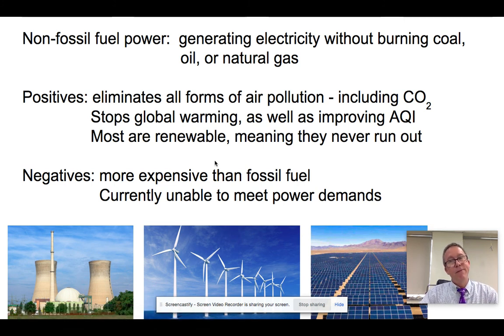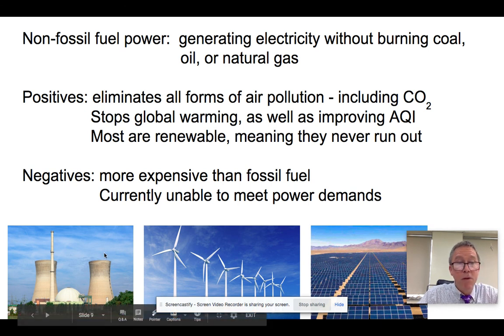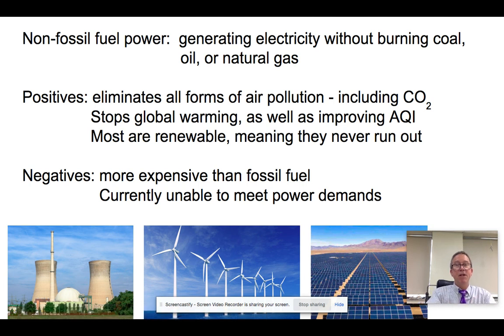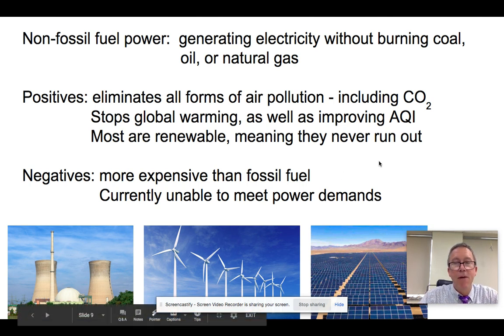The negatives are that they're more expensive than fossil fuel. That's why we're not using them. Economically, it just doesn't work out. People want to save money, so they burn coal. We could provide all of our electricity with nuclear, but it just costs a lot more, and people don't want to spend the money. The other thing is, only nuclear right now can meet our power demands. The other forms of renewable energy that are not fossil fuel based are simply not even close to being able to supply our energy needs. Okay, so there you go. That's it for how we reduce our air pollution using technology.